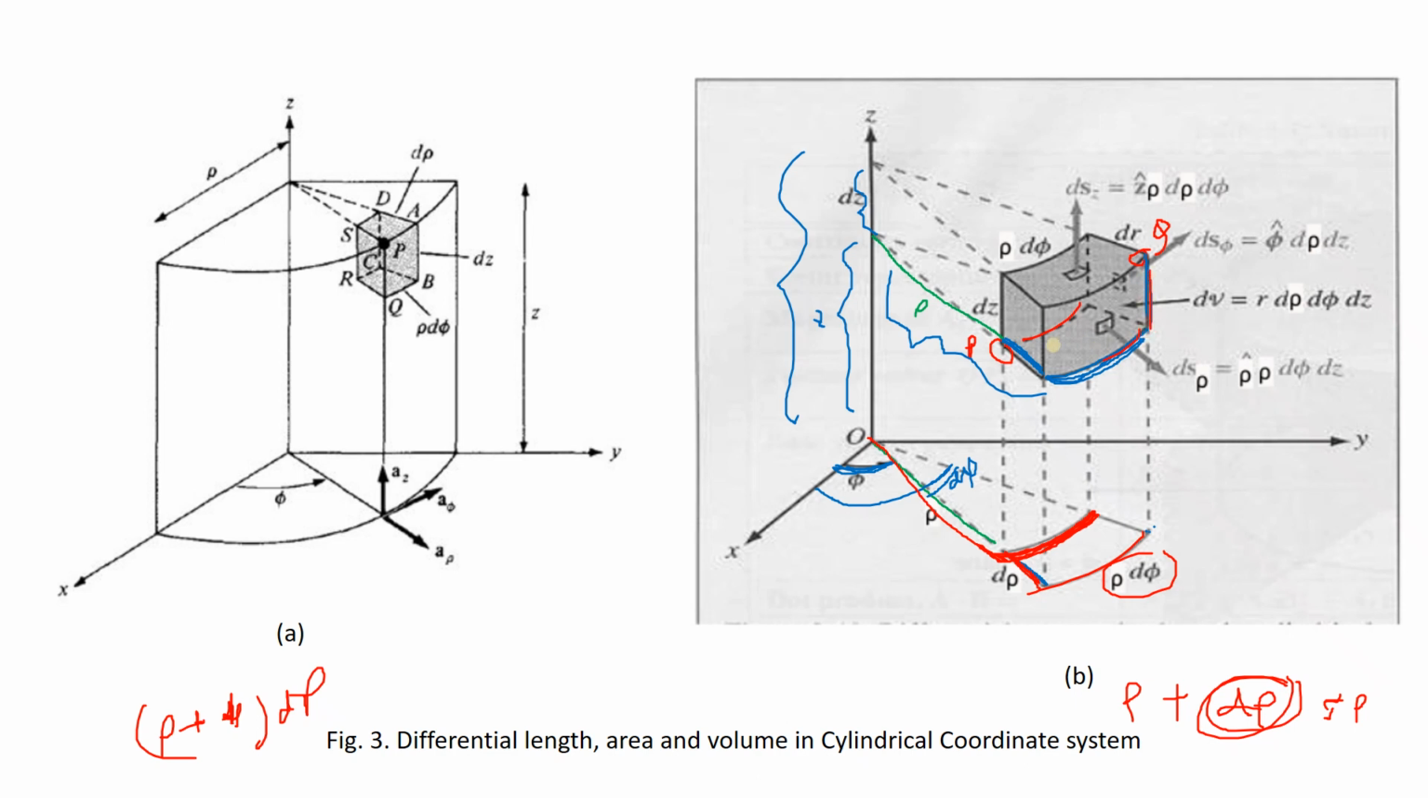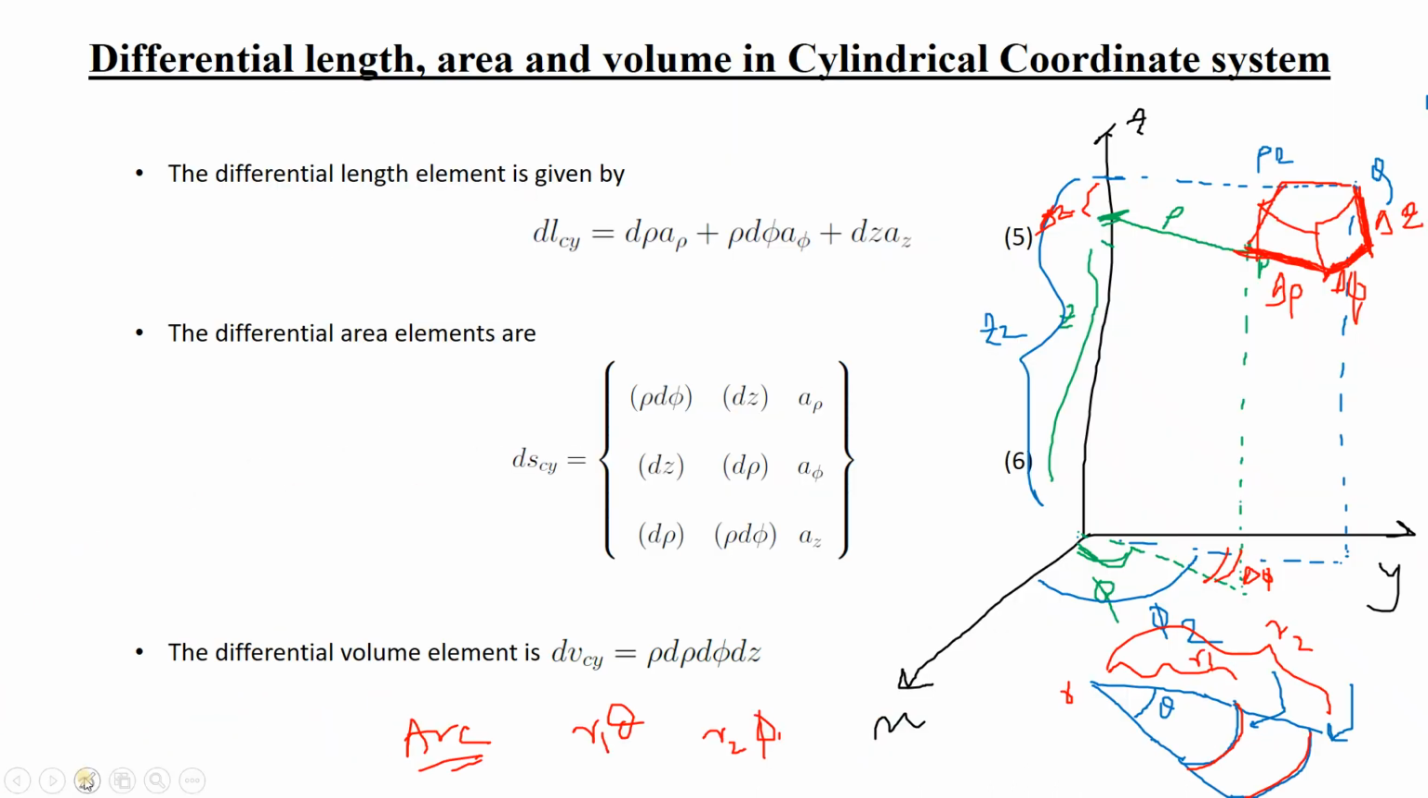So this arc length is almost the same, but the main difference comes with this particular height and this radius. As a whole, this increment is very small, that is why we are talking about this. This is d phi, this is rho, this is d rho, this is rho d phi, and this is dz, the height. Hence this total displacement, from point P to point Q, we are traveling across all the coordinates. So it is d rho in unit vector rho, plus rho d phi in vector phi, plus dz in vector z.